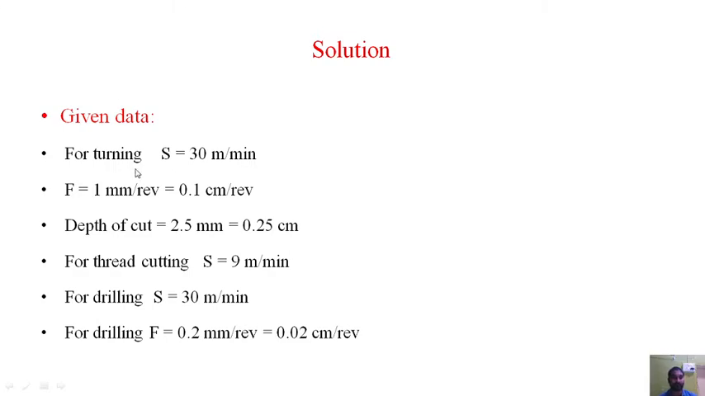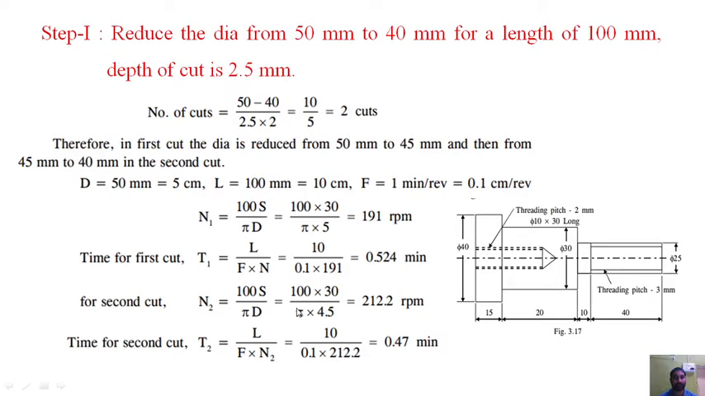Solution for turning: cutting speed is 30 meter per minute and feed is 1 millimeter per revolution, that is 0.1 centimeter per revolution. Depth of cut is 2.5, that is 0.25 centimeter. For thread cutting, the cutting speed is 9 meter per minute. For drilling, cutting speed is 30 meter per minute, and the feed is 0.2 millimeter per revolution, that is 0.02 centimeter per revolution.